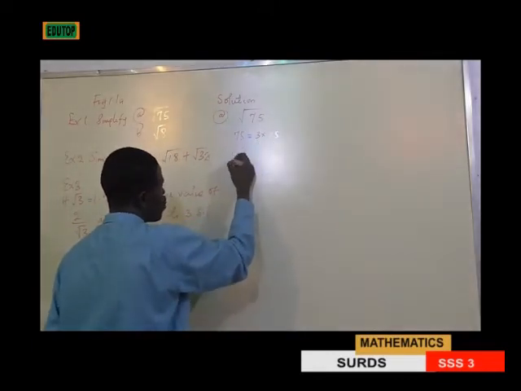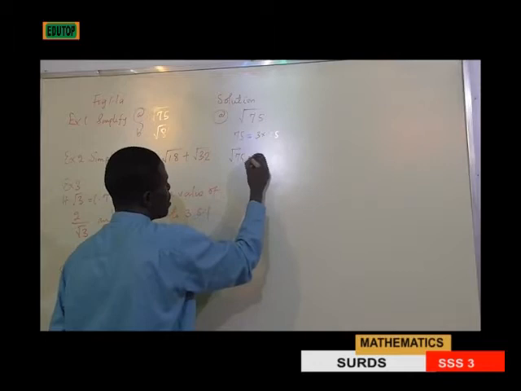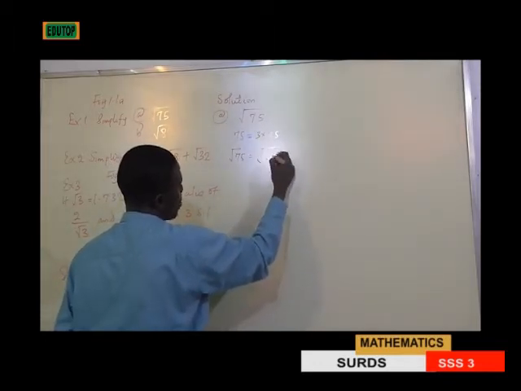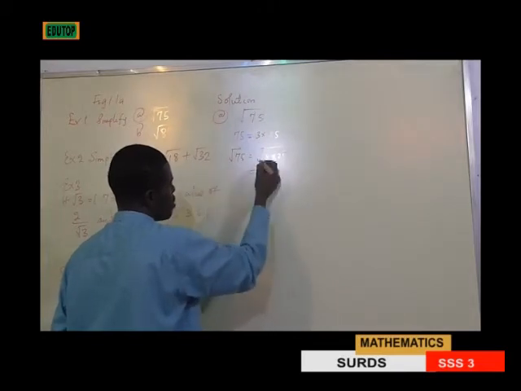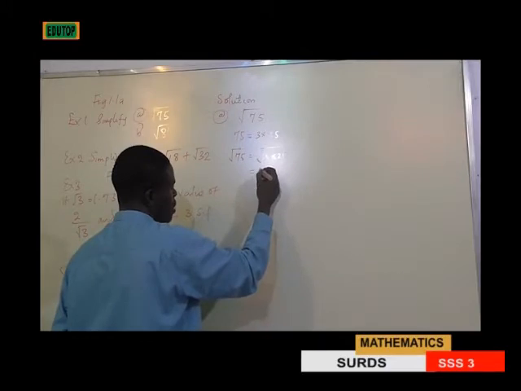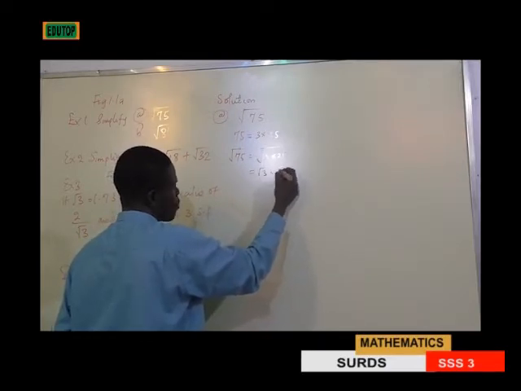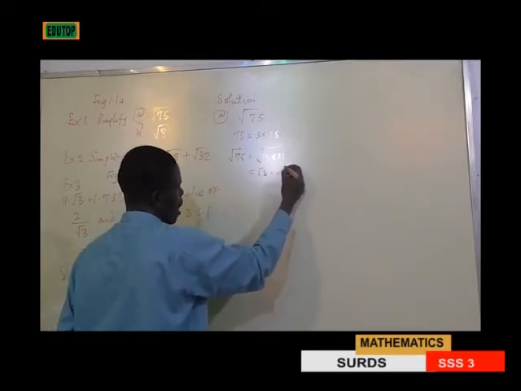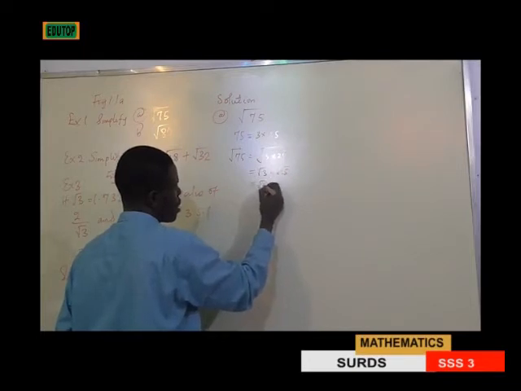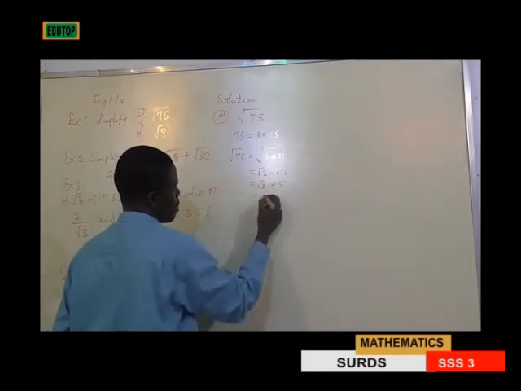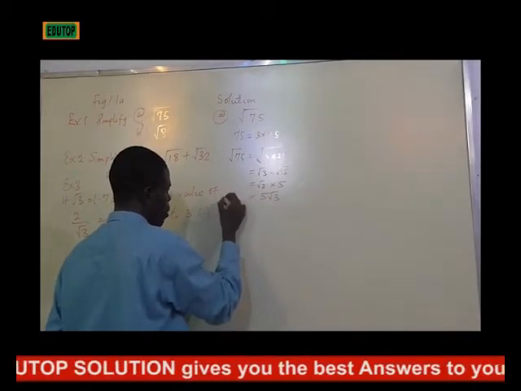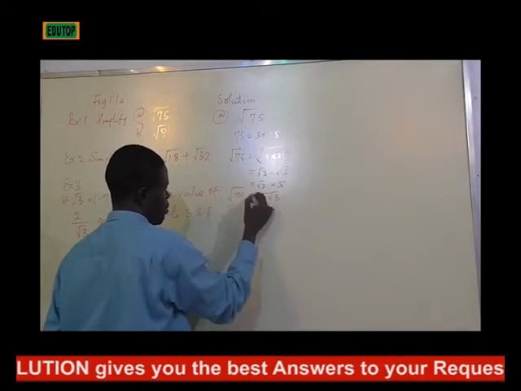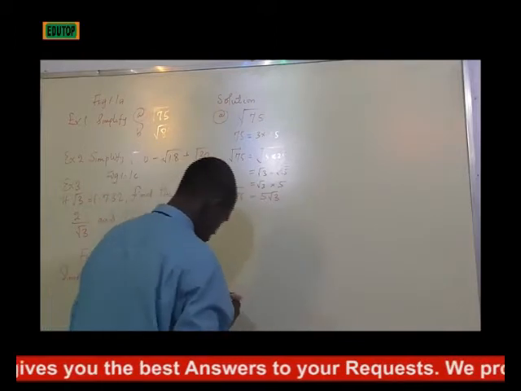So we can say the root of 75 is simply the square root of 3 times 25. And here, by the first rule of surds, we can split this into root 3 times root 25. And root 25 is simply 5. So root 3 times 5 will give us 5 root 3. Therefore, the square root of 75 is 5 root 3.